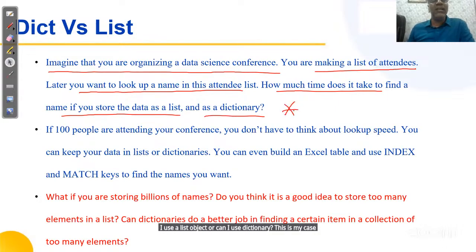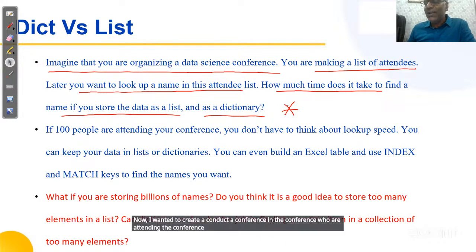Understood the problem? Now I wanted to conduct a conference. In that conference, who are attending the conference? So I wanted to store the names. So can I use a list object or can I use a dictionary object?